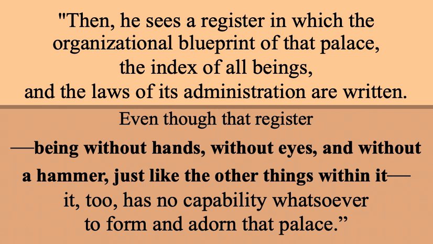He looks around at the doors, the stairs. He wonders if one of them made everything. But even his brutish mind can't accept that. So he's past the "it made itself" stage. Then he finds the notebook and what's written in it, the construction plan, the list of contents, and the governing laws. Logically, these are the three things you'd need to know: how it was made, what it's made of, and how it runs. Now, of course, this notebook has no hands, no eyes, no hammer. It has no ability to build or decorate the palace, just like everything else inside.